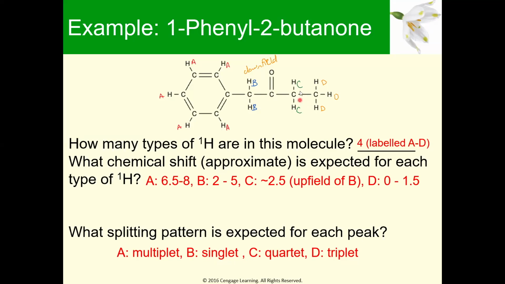Hydrogen type C. Well, we've seen that before. This is a CH2 group, which is next to a CH3 group. So its neighbor has 3 hydrogens. So 3 plus 1 is 4. So I expect hydrogen type C to give us a quartet. And then hydrogen type D, we've seen this before, has a neighbor with 2 hydrogens on it. So n plus 1 is 3. So I expect it to be a triplet.